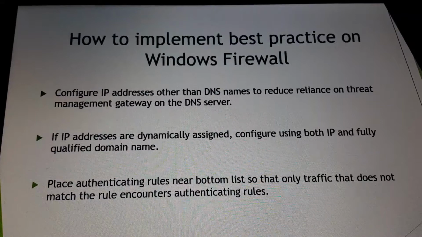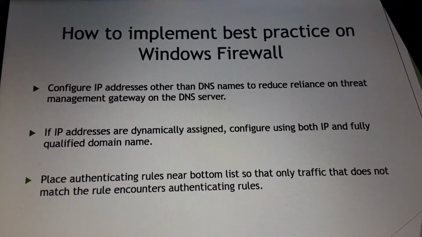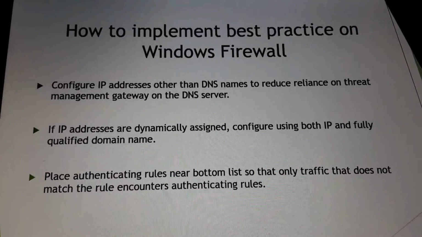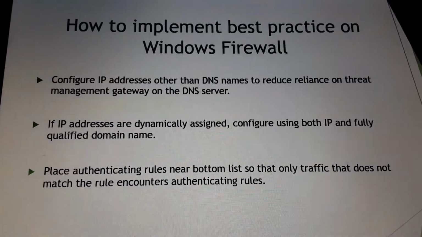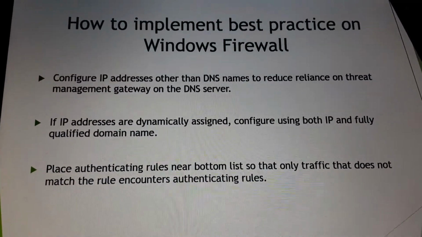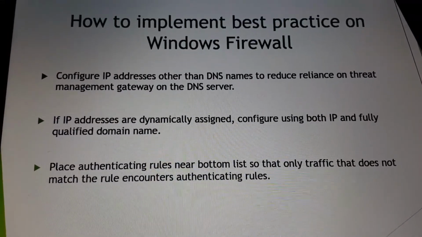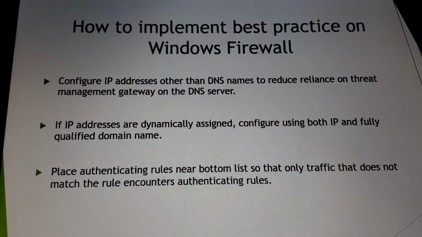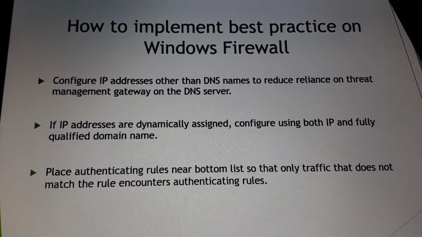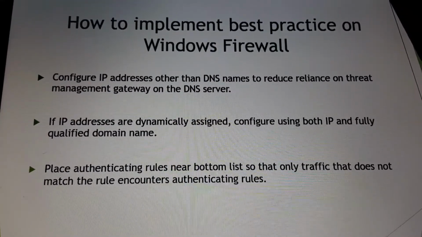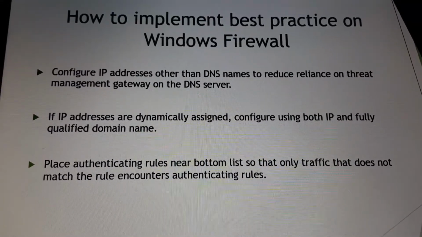So how do we implement best practice on Windows Firewall? We have some ways to do this. For example, configuring IP addresses rather than DNS names to reduce reliance on the threat management gateway and the DNS server. And if IP addresses are dynamically assigned, we can configure using both IP and fully qualified domain name. Another thing is to place authenticating rules near the bottom of the list so that only traffic that does not match the rule encounters authenticating rules.